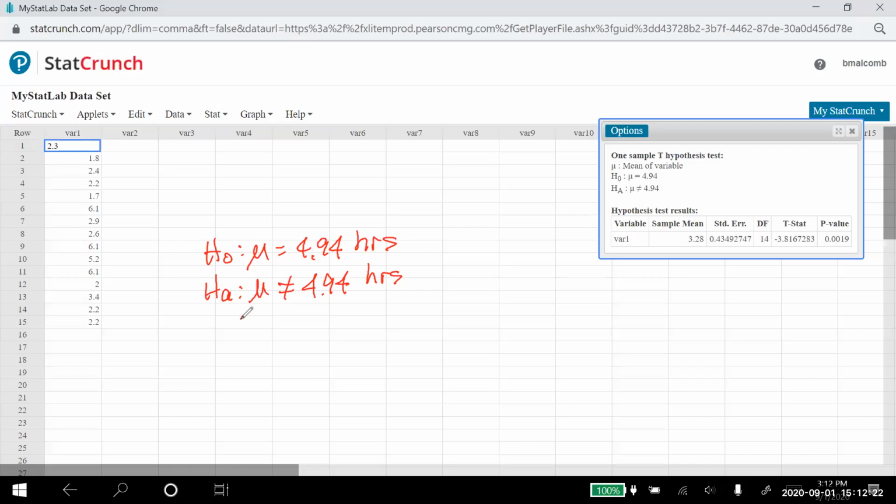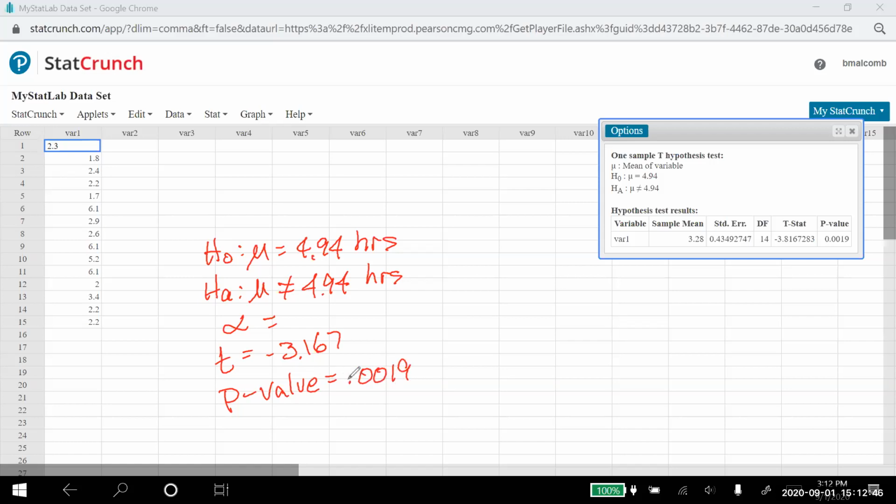So let's see. We'll leave a spot for it. We did get the t value is negative 3.82. Let's do a couple decimals so that I don't round depending on how they're going to ask us this time. 8167. And then the p-value, 0.0019.